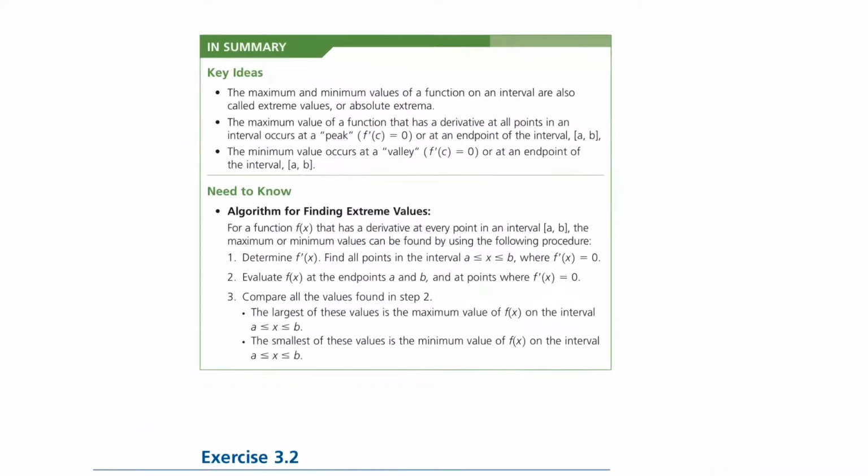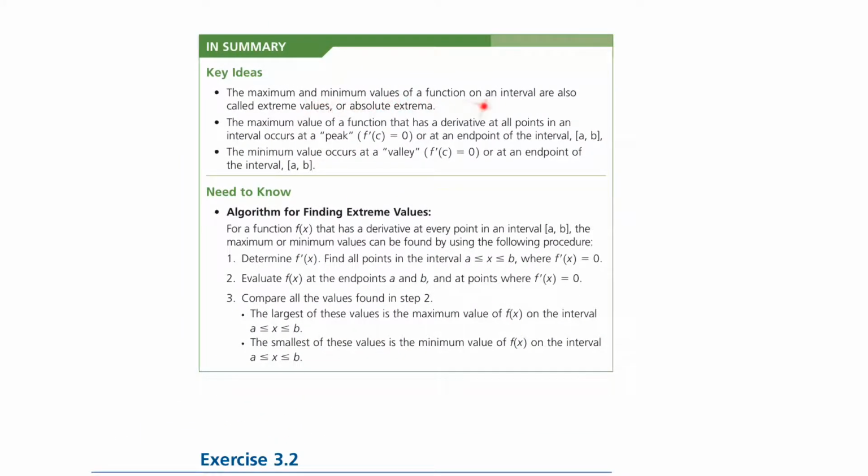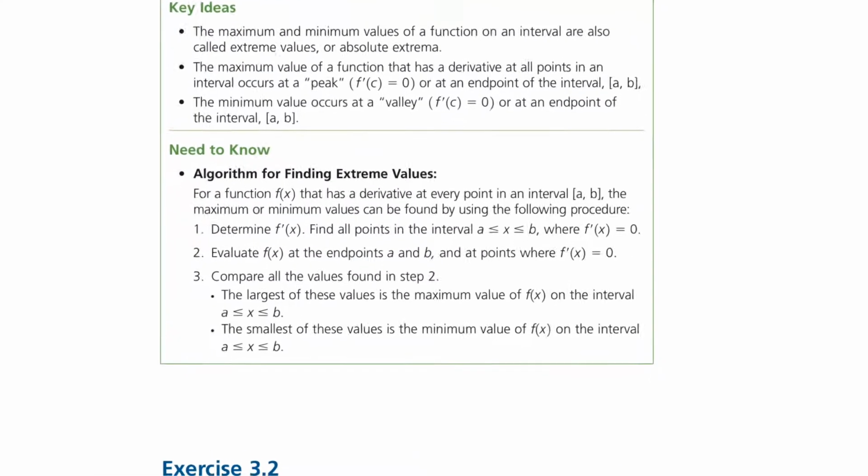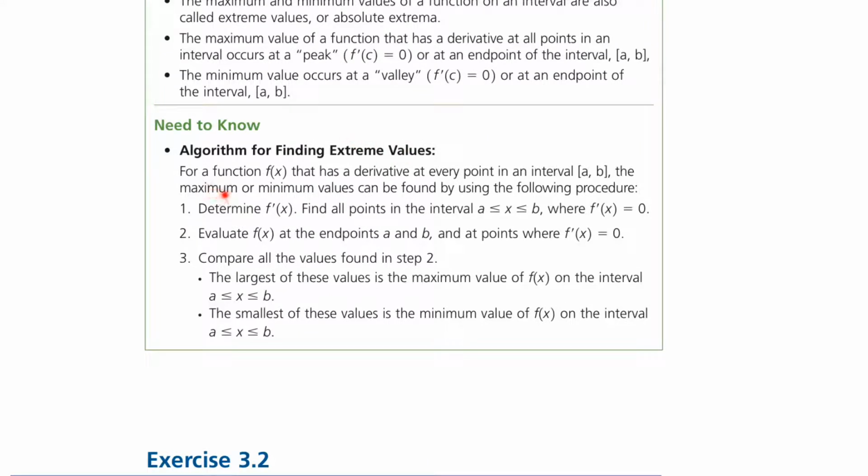Let's recap. The maximum and minimum on a closed interval occur either at endpoints or when the derivative is 0 or doesn't exist. The algorithm is for finding the extreme values for a function f of x that has a derivative at every point in an interval a, b. The reason they emphasize has a derivative is that they don't want the case where the derivative does not exist.